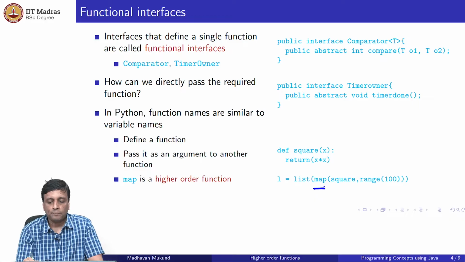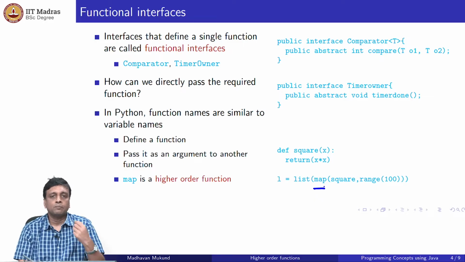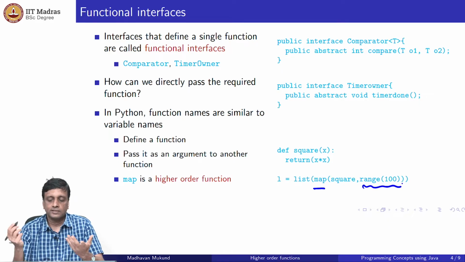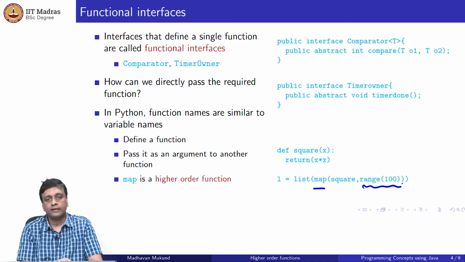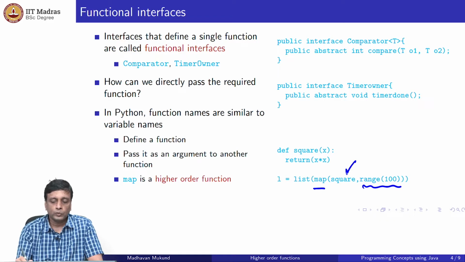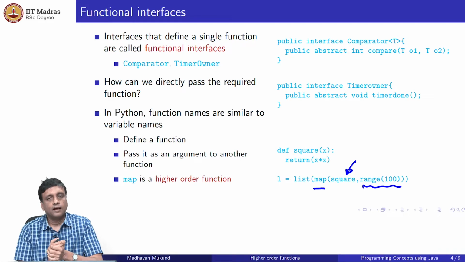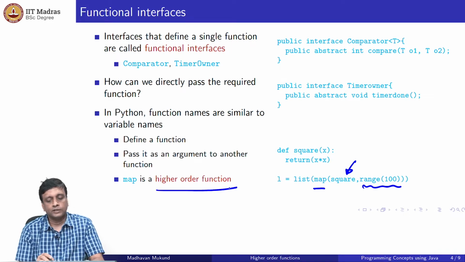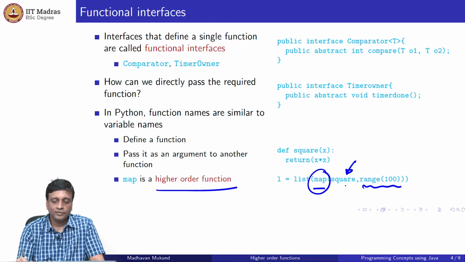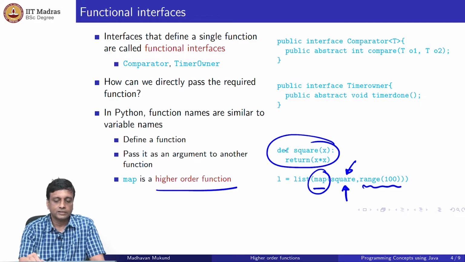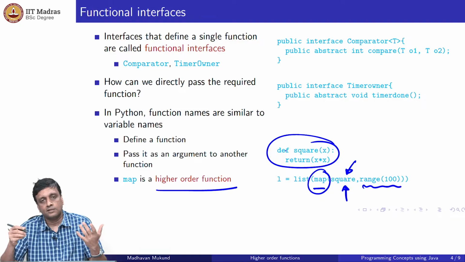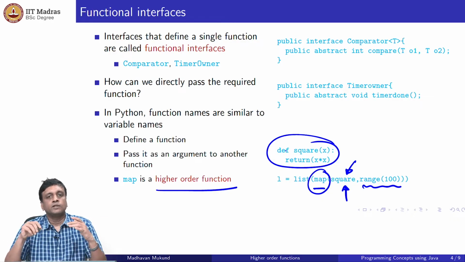Now map is a function which takes a list and applies some function to every element in that list. Here is a sequence, range from 0 to 99, and I want to square every number in that list. So I just pass the name square, and this is what we call a higher order function. Map itself is a function and one of its arguments is another function. A higher order function is just a fancy way of saying a function which takes another function as argument, and it is not a very exotic thing.